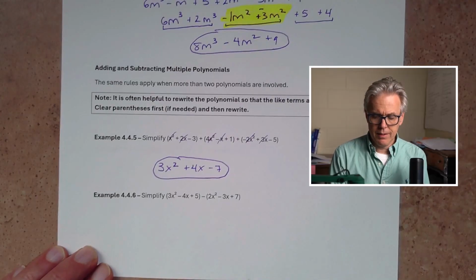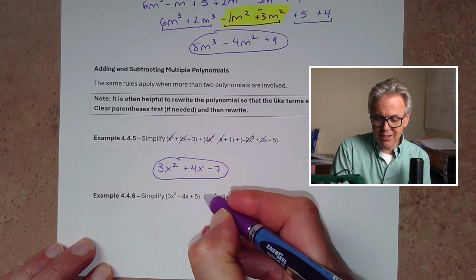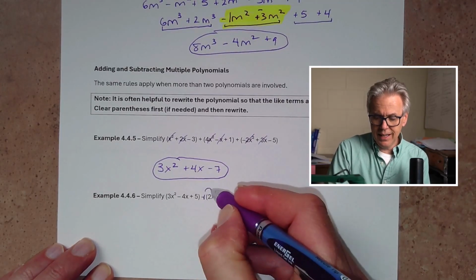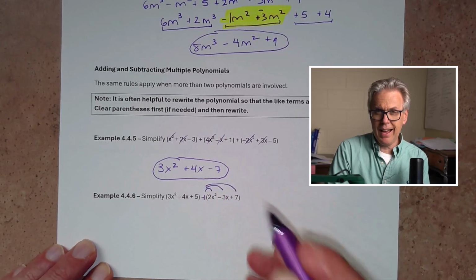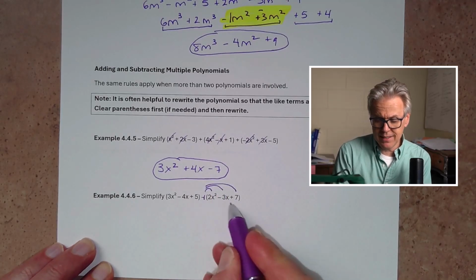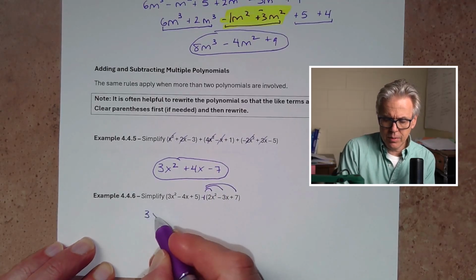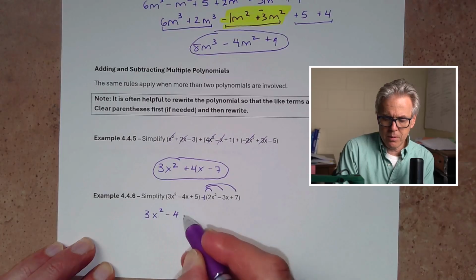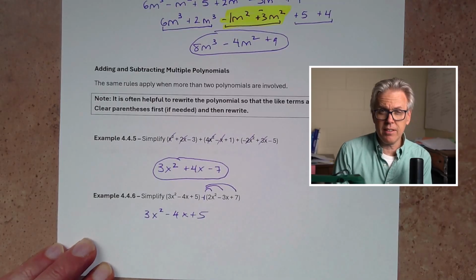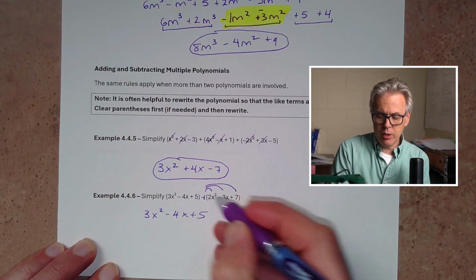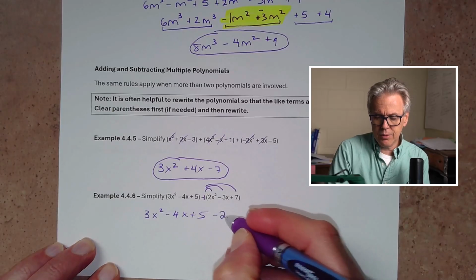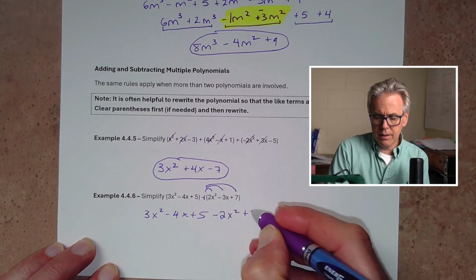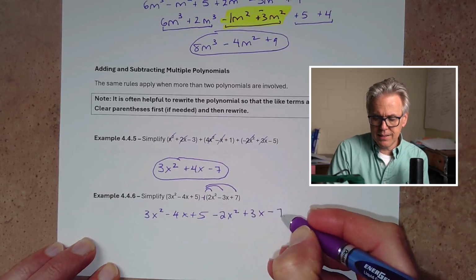This next one. Again, I recommend when subtracting that you don't do it that way. A lot of mistakes happening. I'm pretty good at these, and I still will write this out. The 3x squared minus 4x plus 5. Clear that parentheses just by not writing them. Now distribute that -1 through. Minus 2x squared plus 3x minus 7.